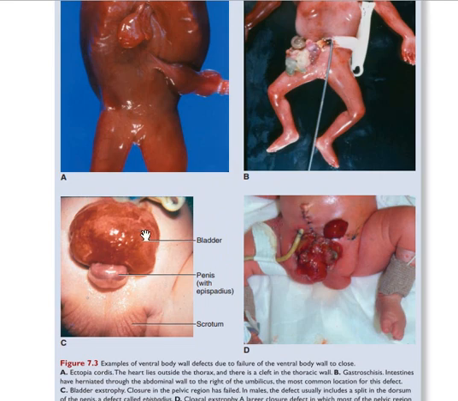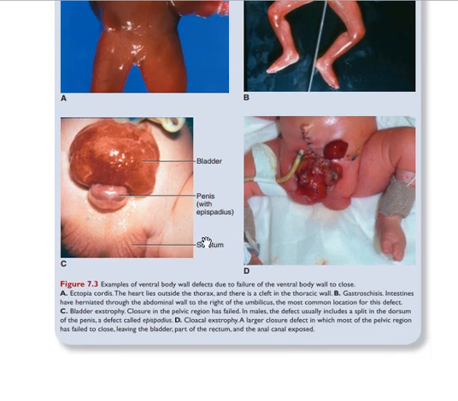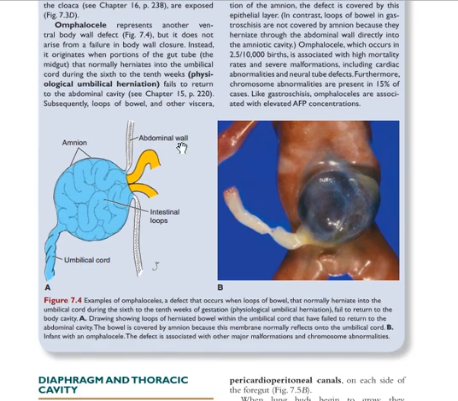This is bladder exstrophy. So the penis is also having epispadias. So you need to know that bladder exstrophy can be associated with epispadias on the penis. Is it clear? And you also have ovarian disorder or even testicular disorder, such as cryptorchidism, when the testes do not descend appropriately. And this one here is a more severe form of pelvic wall defect that is called cloacal exstrophy, where you can see the bladder, you can see the rectum, and you can see other structures there.